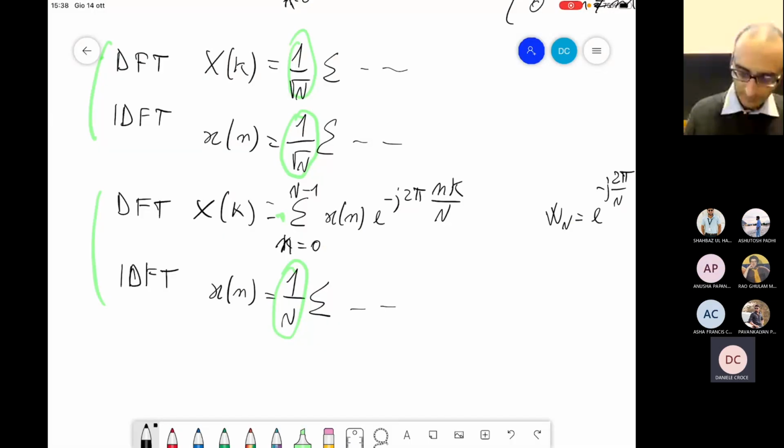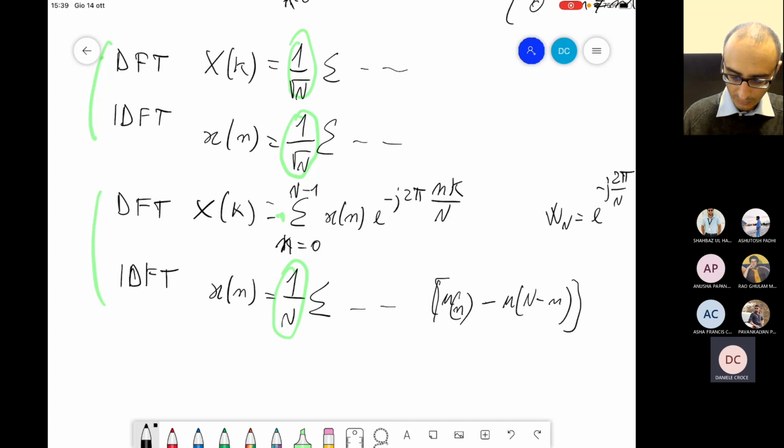By definition, we tend to multiply by u of n, the step function, minus u of capital N minus n. Okay, so you use this to say that you are multiplying the sequence times the step sequence. In this way, everything else outside is 0.